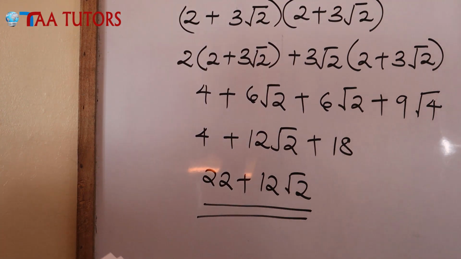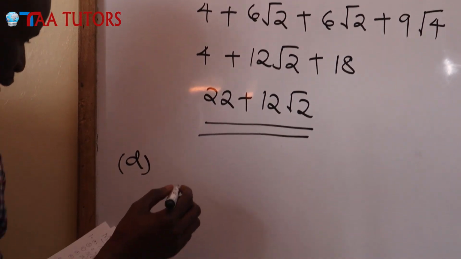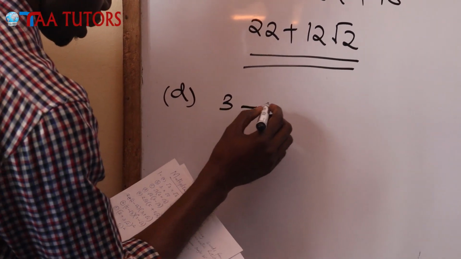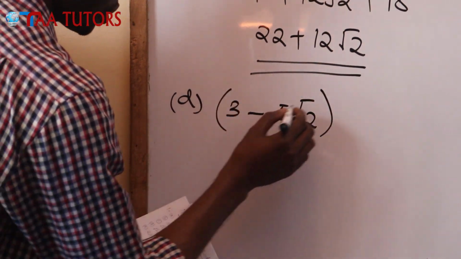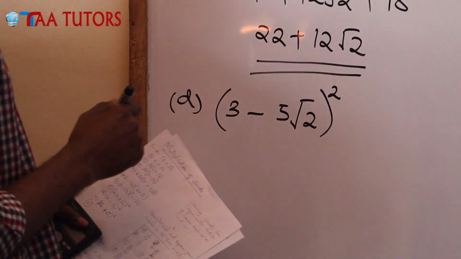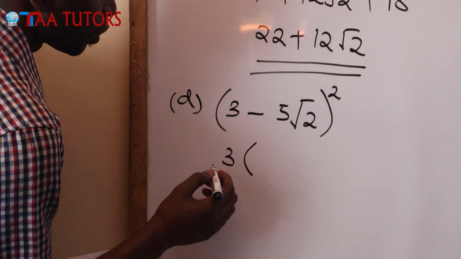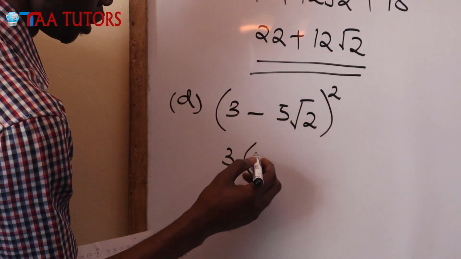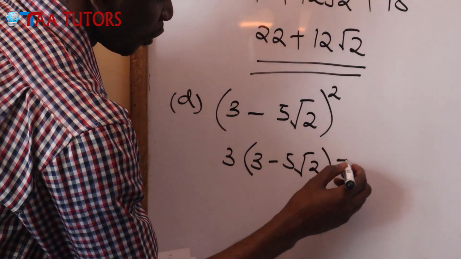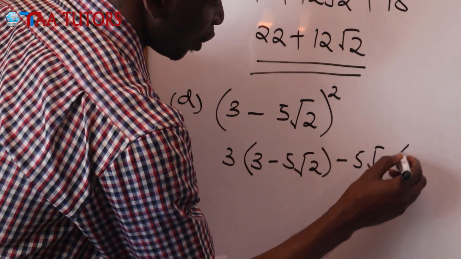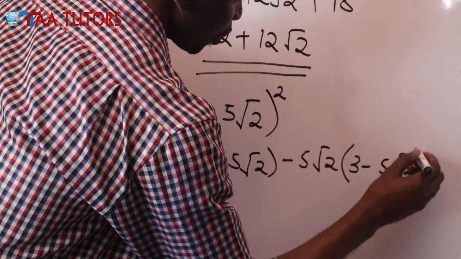Let's look at D, which is 3 minus 5 surd 2 squared. So in this case, we are going to have 3 into 3 minus 5 surd 2, minus 5 surd 2 into 3 minus 5 surd 2.